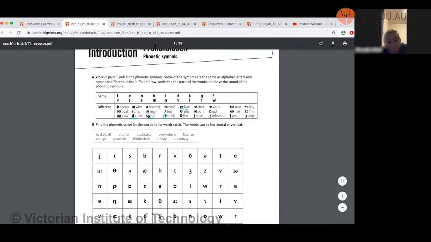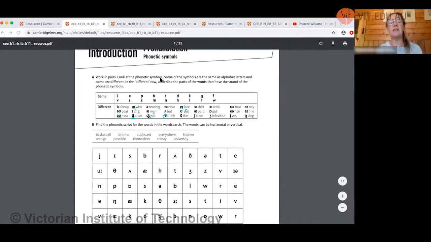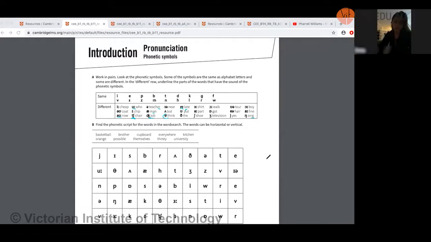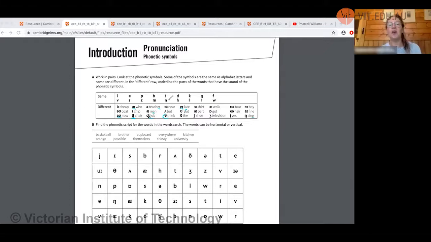Think. Yeah. So this one here is the ng sound, which is really hard for most people to say. Okay. Sing. All right. Now you've got all of these up here for the phonetic script.